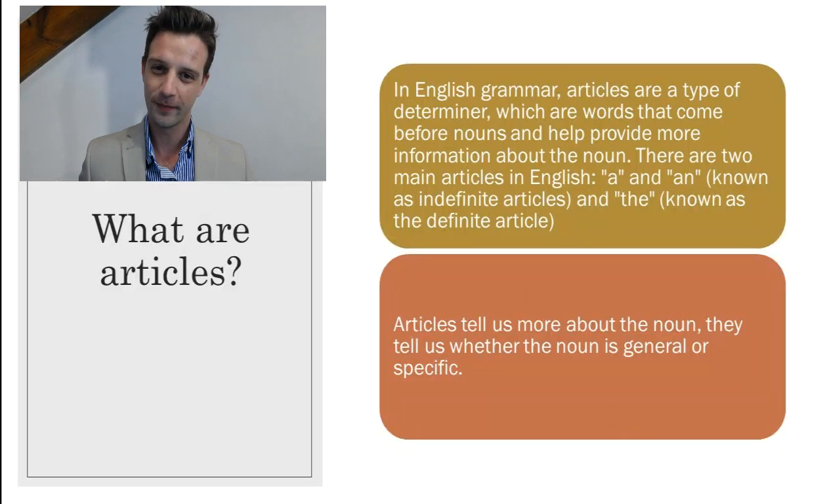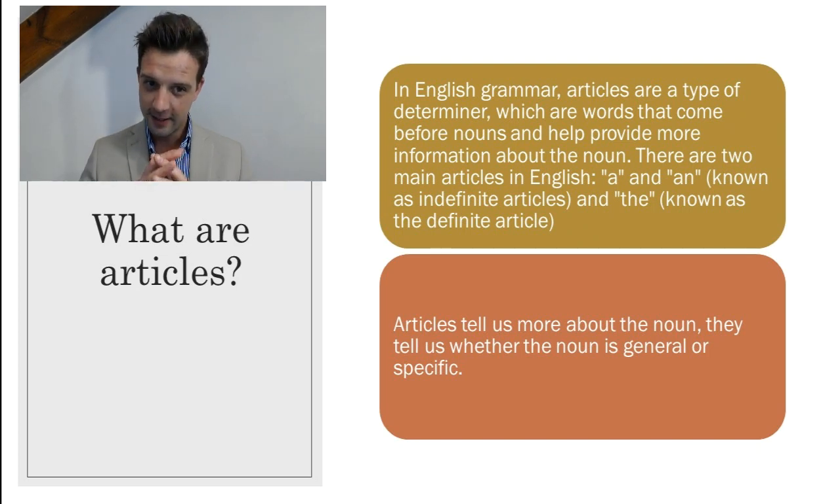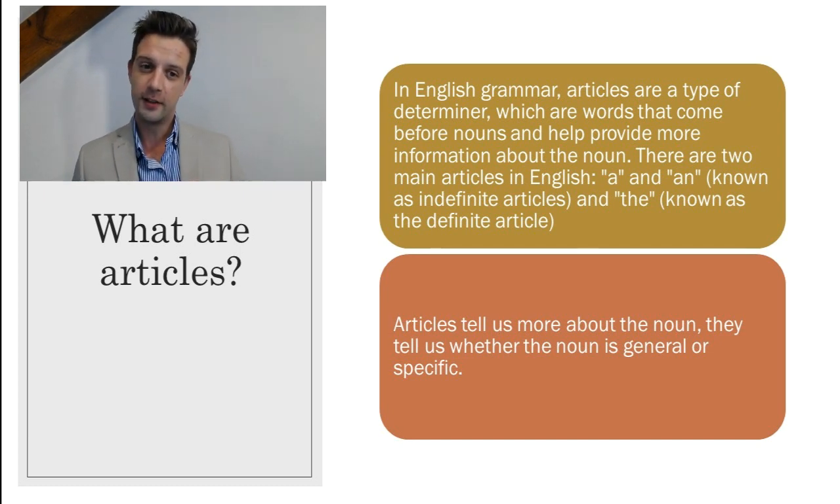Welcome to my class. Okay, so what are articles? In English grammar, articles are a type of word called determiners. These are words that come before nouns and they help provide a little bit more information about the noun. There are two main types of articles in English: a and an, which are the indefinite articles. This is when we're talking about things that are not specific or very general. And then we've got the definite article, the.